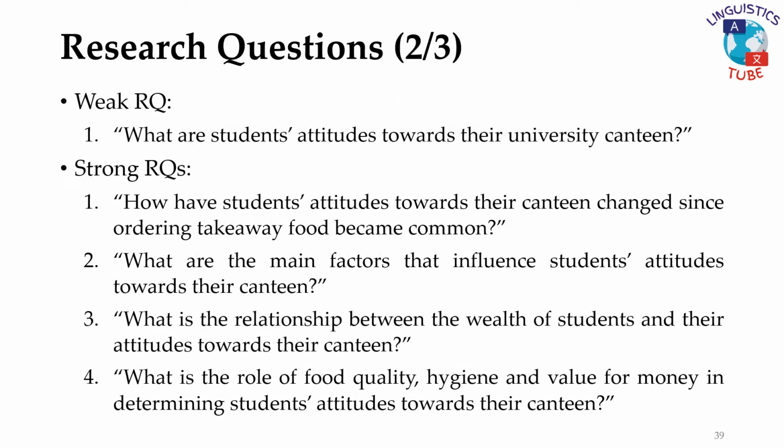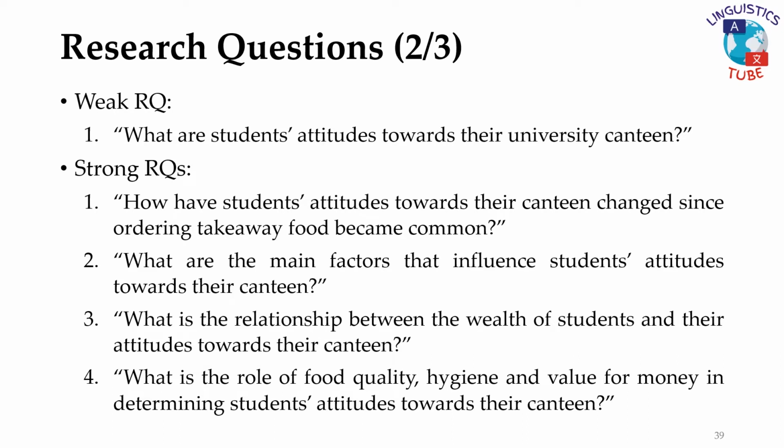Here are some example research questions for the topic about students' use of and attitudes towards their university canteen. The best research questions are specific and focused, whereas the weakest ones are too general and vague. An example of a weak one is, what are students' attitudes towards their university canteen? Instead, you can think of that question as a very broad category, and within that are more specific questions that can be asked, which focus on different aspects of this topic.